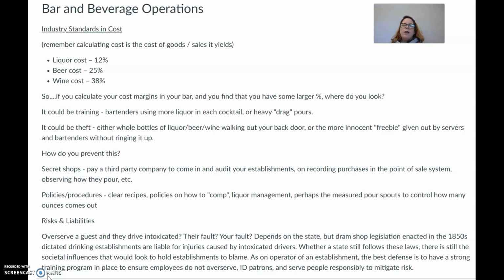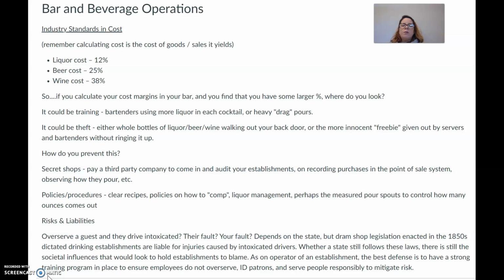So you have here kind of the industry standards on liquor cost, beer cost, wine cost, remembering that the cost is calculated by the cost of goods sold, or what you spent on the ingredients, if you will, and then divided by sales that it yields. So as you can see, if you were thinking about a beverage operation or a beverage program in a restaurant that you were leading, the liquor cost actually has the least amount of cost. So those kinds of cocktails would yield you the most profit, right? Because you would take the cost from the sales to get the profit.